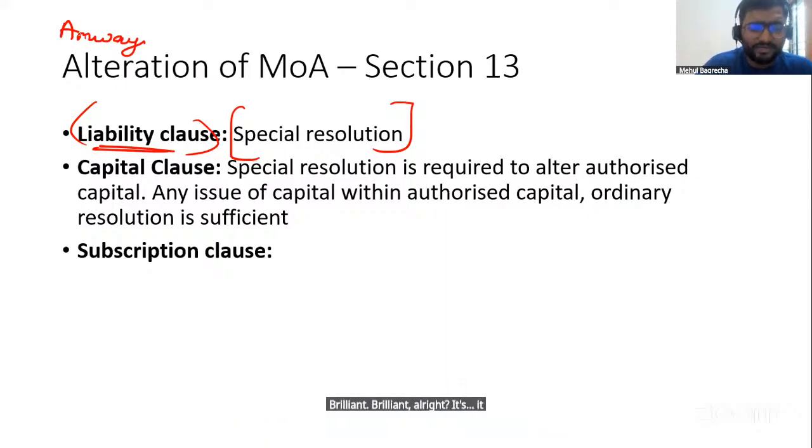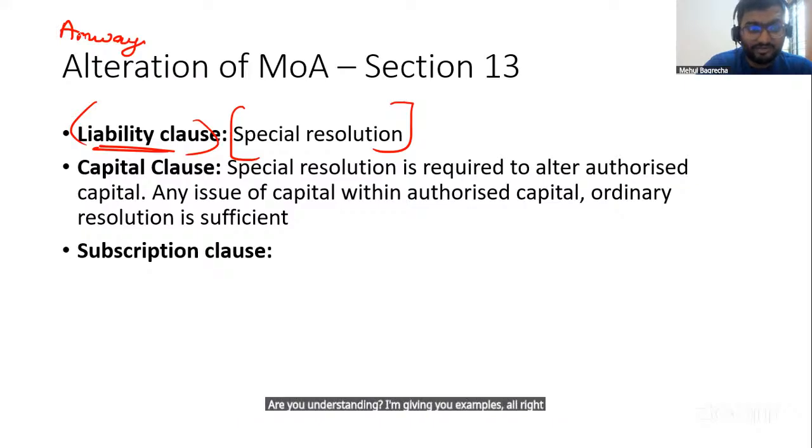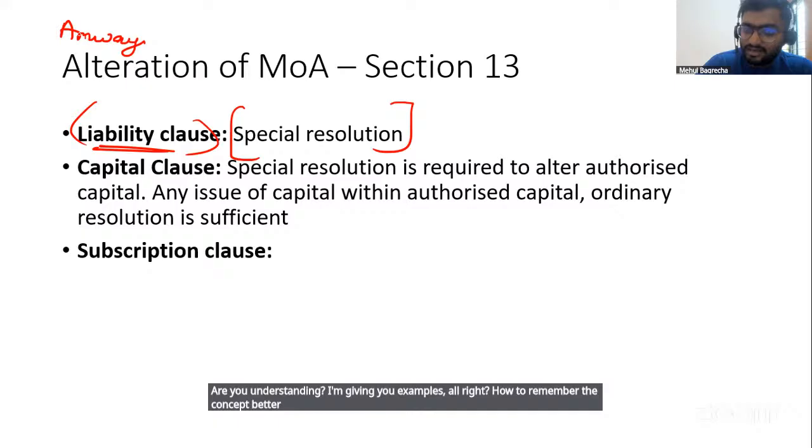It's a company which is primarily into cosmetics. Now, Amway is a company limited by guarantee. Are you understanding? I'm giving you examples. All right. How to remember the concept better. Now, a company is limited by shares. I want to change it into a company limited by guarantee. Law says no problem. Pass a special resolution. You can change your liability clause.